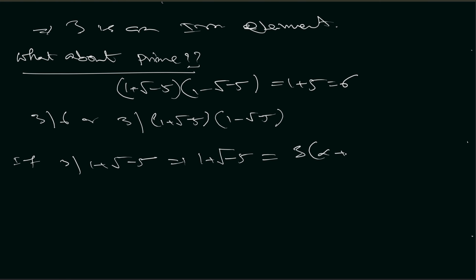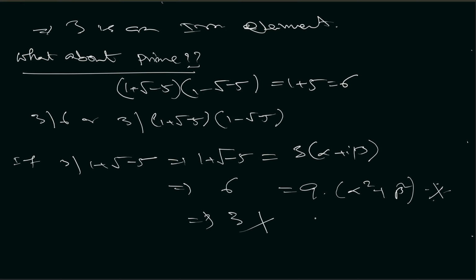Three times alpha plus i beta. Then you just take the norm. If you take the norm here, it will be 6, and on the other side 9 times alpha square plus beta square, so it cannot happen in Z, or if you have coefficients in Z. So this implies that 3 does not divide 1 plus square root of minus 5, and then 3 will also not divide 1 minus square root of minus 5.